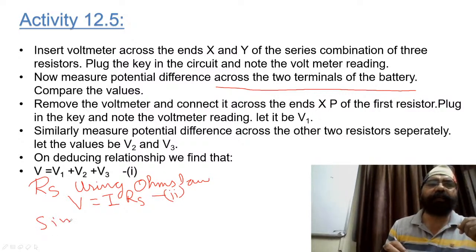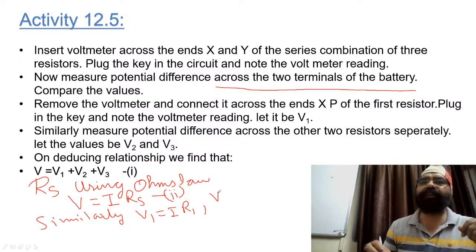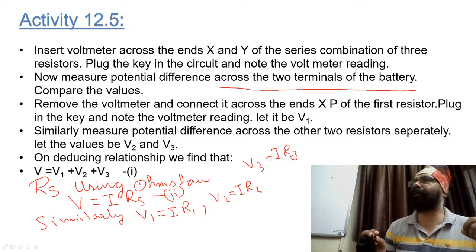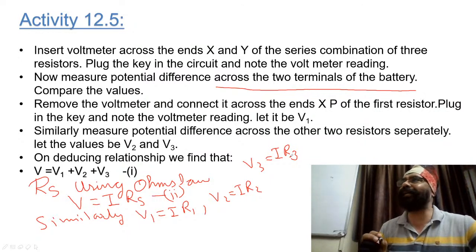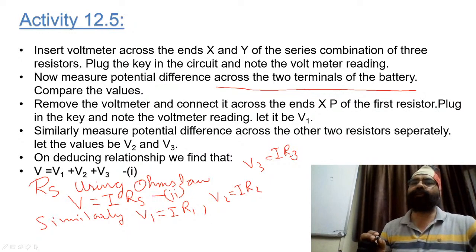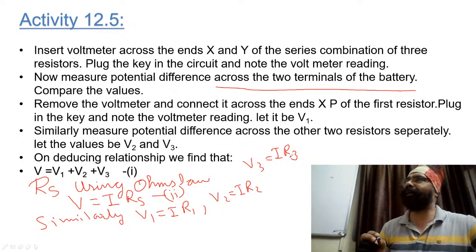Similarly, I get V1 is equal to I R1, and V2 is equal to I R2, and V3 is equal to I R3. Everybody understood this much? Because the current will remain the same, I is the same in each case. I know that the resistances are different, so V1 becomes I R1, V2 becomes I R2, and V3 becomes I R3.